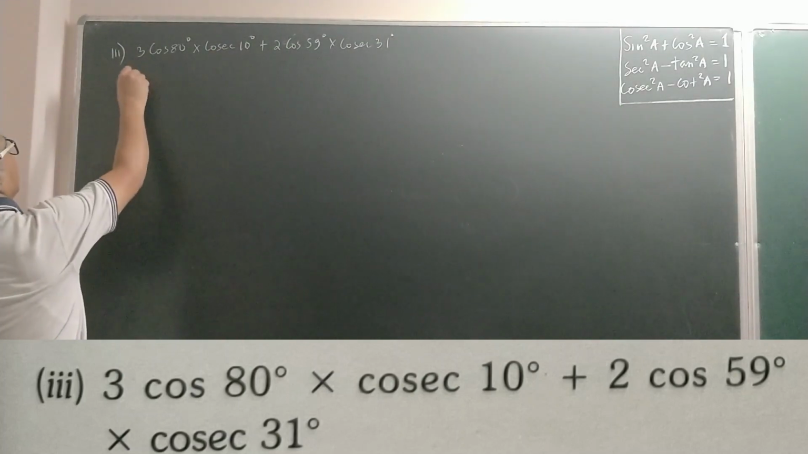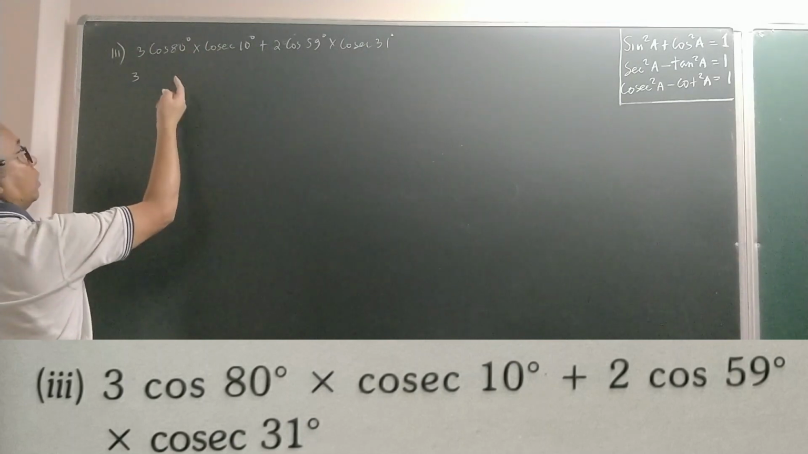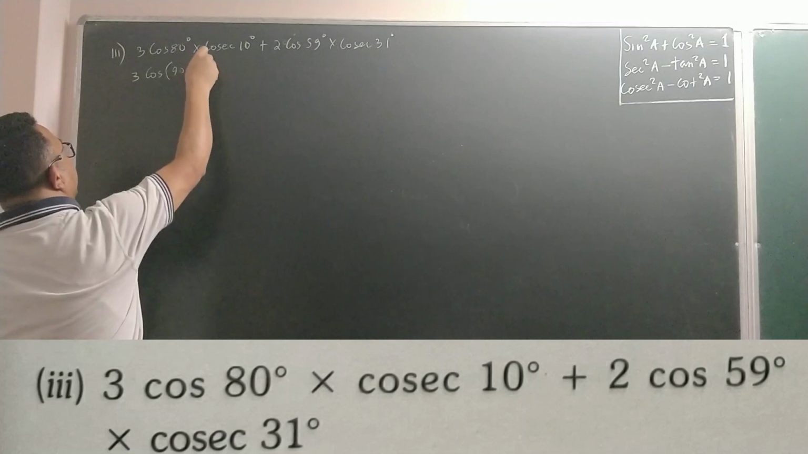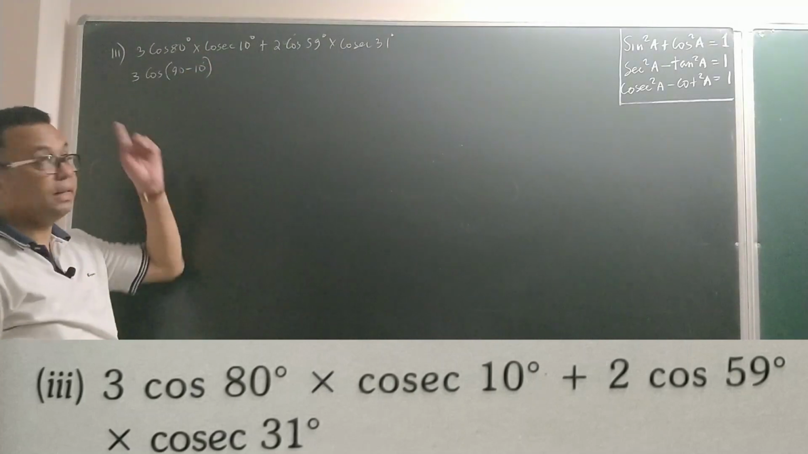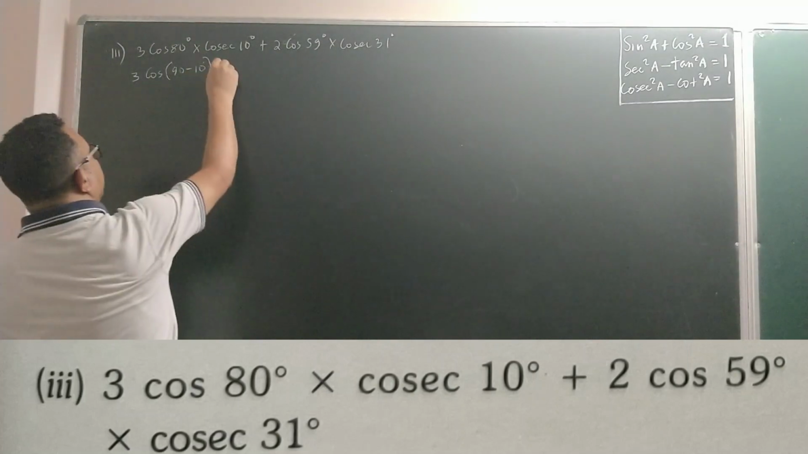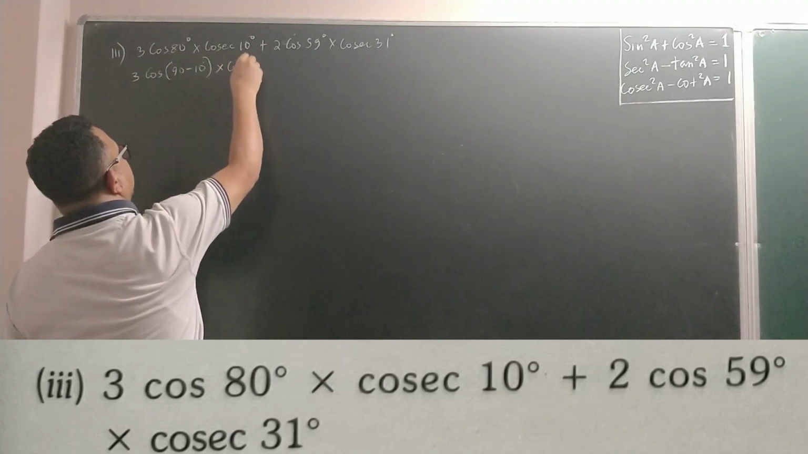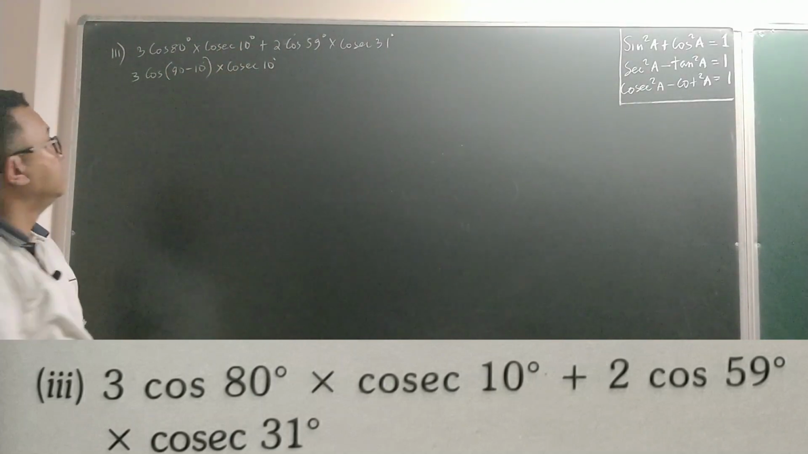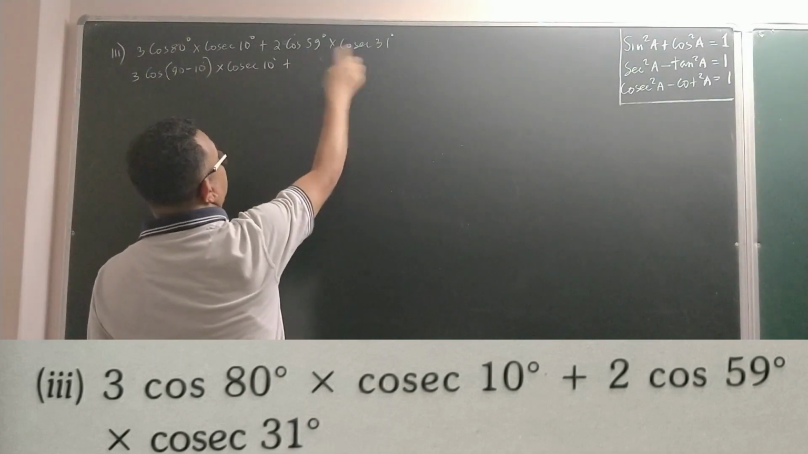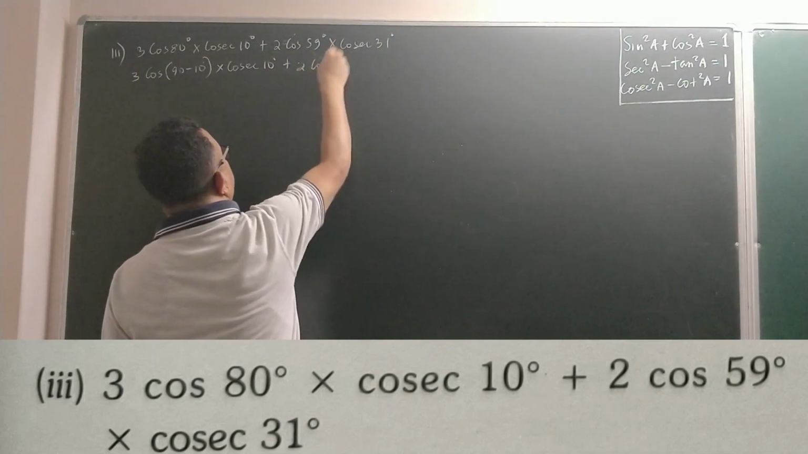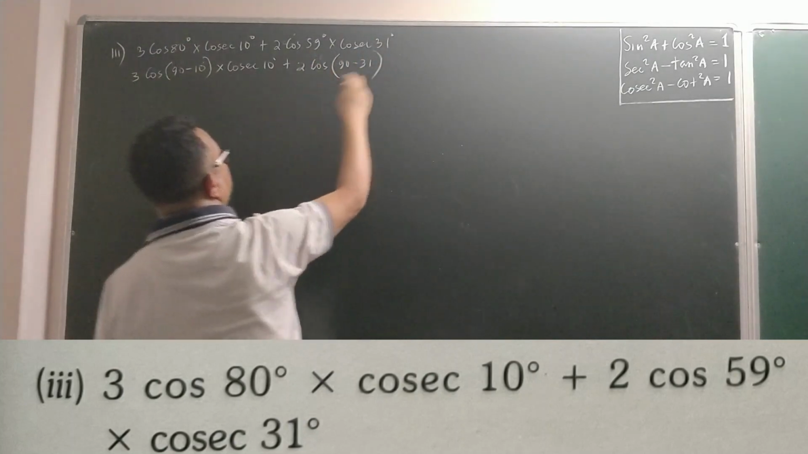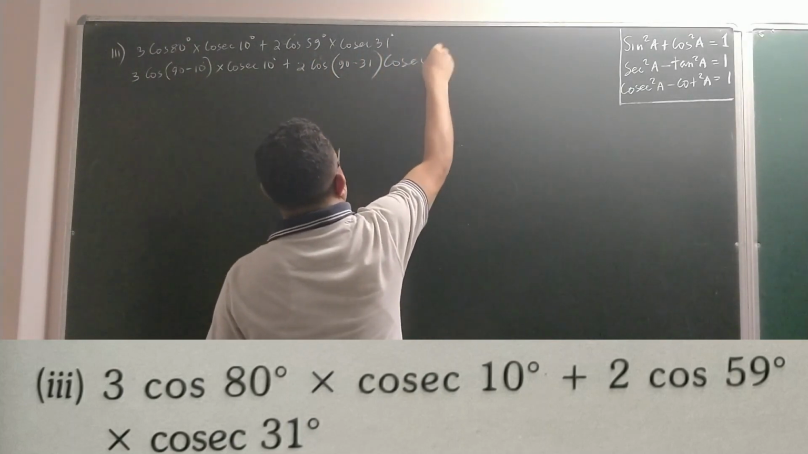So yeah, let's change one. If you like, change this or this, it is your wish. Okay, let me change this very first one. 80 I'll write as 90 minus 10, because 90 minus 10 is 80, into cosec 10. Let it be as it is, because I have changed one, so don't change the complementary one. Then in the other one also, let me change the first one. 2 cos 59, I'll write 2 cos of 90 minus 31, because 90 minus 31 is 59, and the other one is cosec 31.